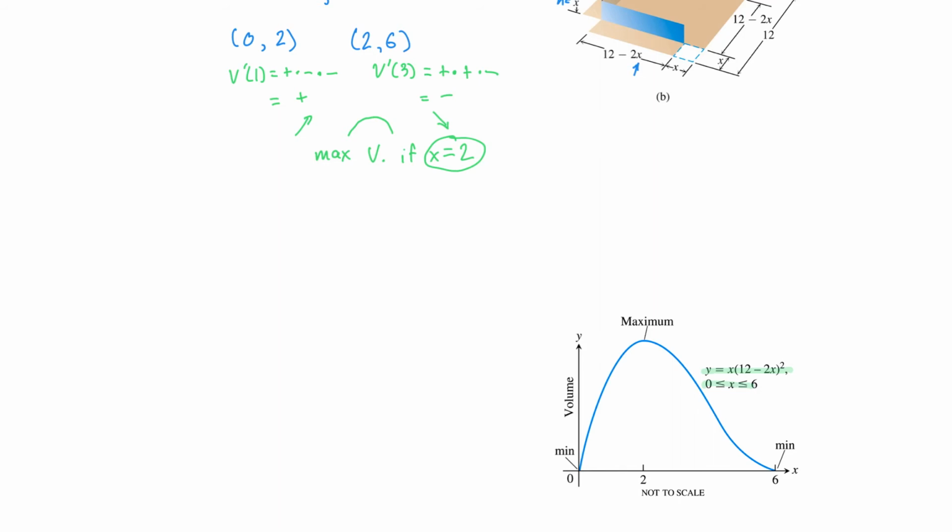To find that actual maximum value, we would just have to plug it back into the original volume equation. While not necessary, let's go ahead and do that to make sure our answer makes sense. So if I plug it back in, v at 2 is equal to 2 times 12 minus 4 squared. In other words, what we're looking at is 2 times 64, or 128 inches cubed for volume.